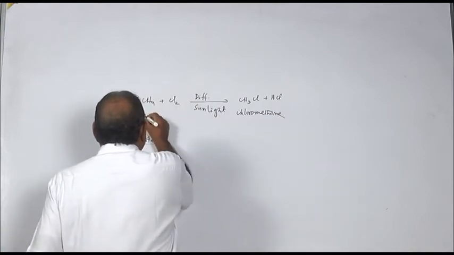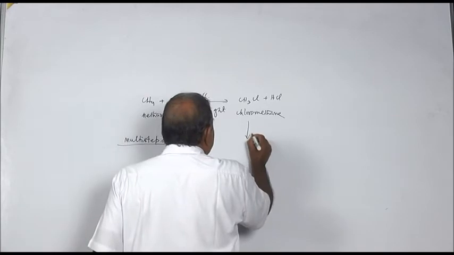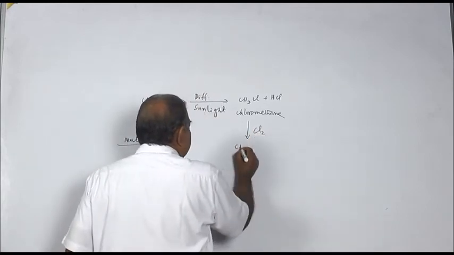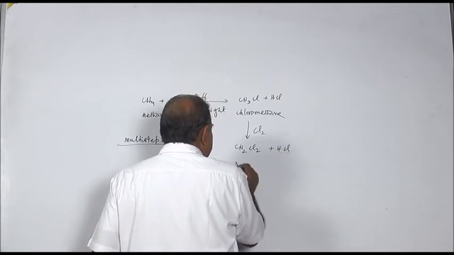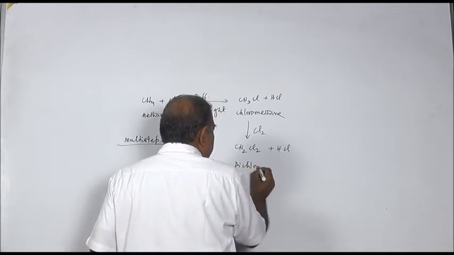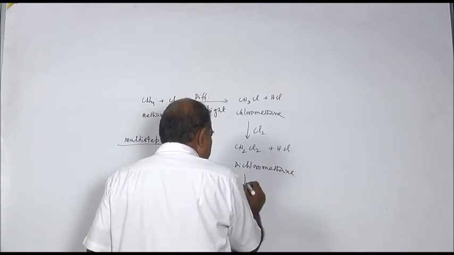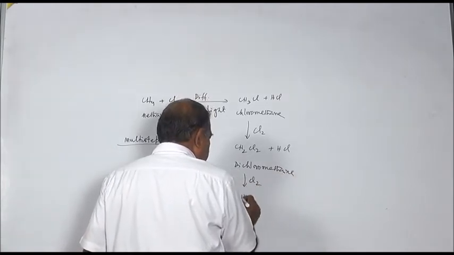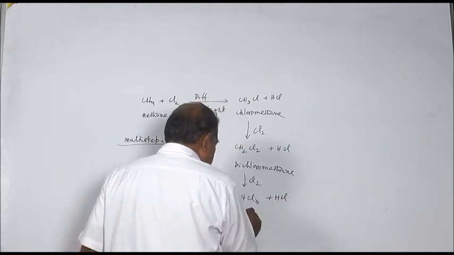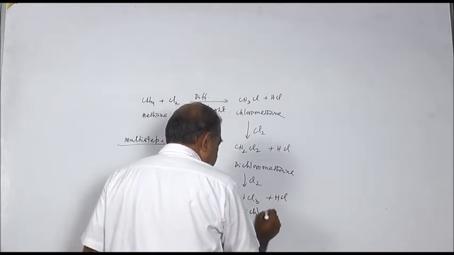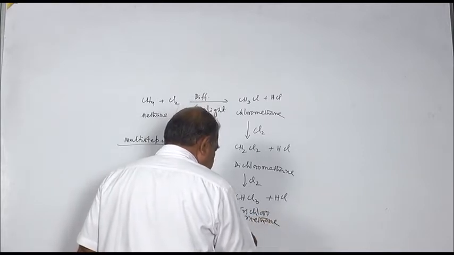You will start with methane, which contains 4 hydrogen atoms. So the reaction will be 4 steps. Again it will form dichloromethane and HCl. Dichloromethane. Again it reacts with chlorine to form trichloromethane and HCl. Trichloromethane. Also we call it chloroform.